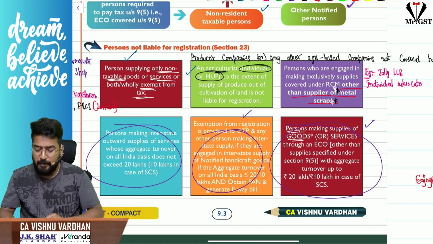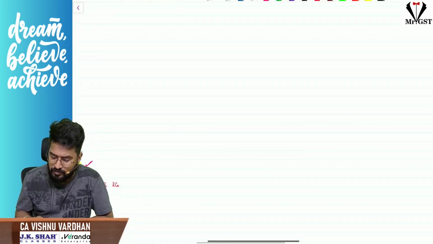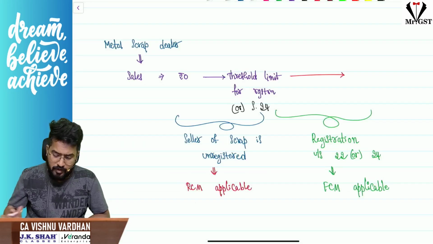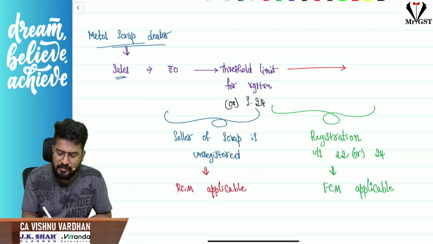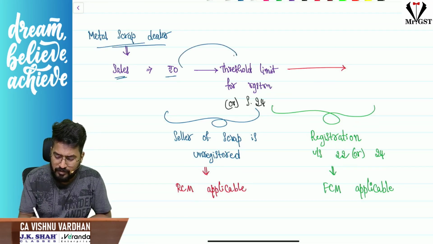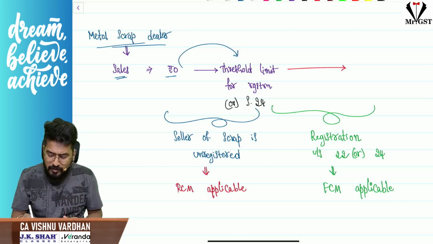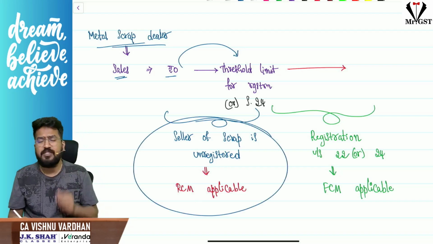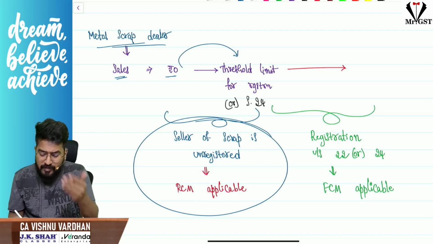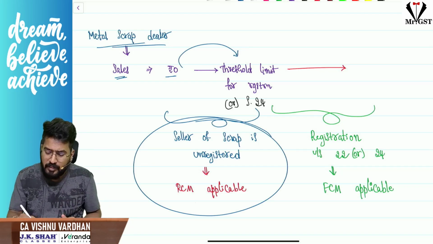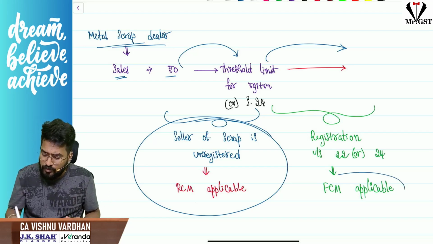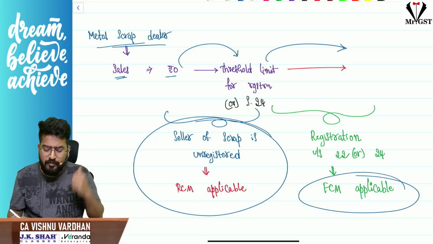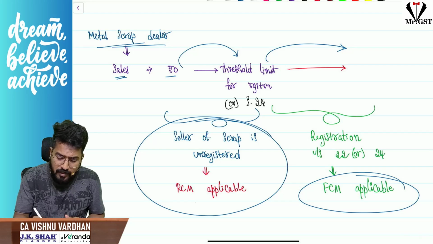I repeat, metal scrap dealers. So if you see, I am a metal scrap dealer, sir. When my sales are 0 until it touches the threshold limit, all my sales are subjected to RCM, so the recipient will pay GST. And once it exceeds the threshold limit, then what will happen? I will become liable for registration and I will take registration. And now reverse charge mechanism is not applicable, only forward charge. So I repeat here, sir, simple.